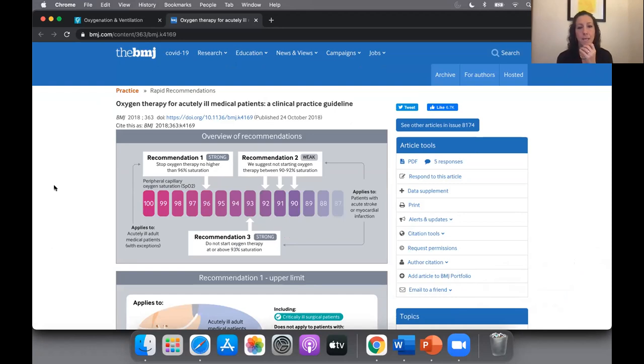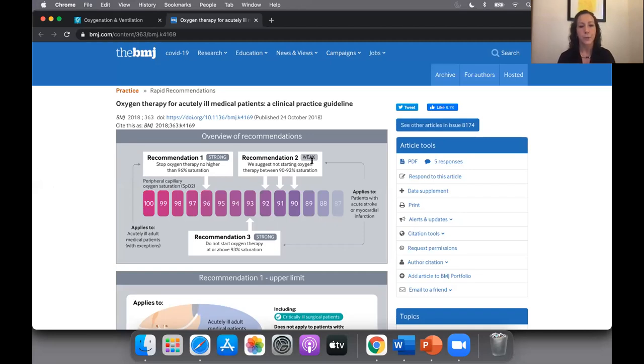They basically took a lot of literature and research, read through it, and tried to make clinical recommendations based on all of these studies. They came away with three recommendations. The first is to stop oxygen therapy no higher than 96%. You can see the evidence is strong for that. If you have a patient on oxygen and their SpO2 reads 96, you don't have to give them more oxygen. The basic premise is that you don't have to target 100% SpO2, that 96 is really a great goal for the high end of oxygenation.